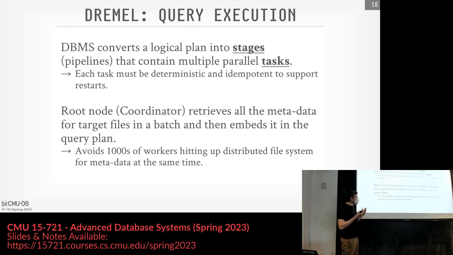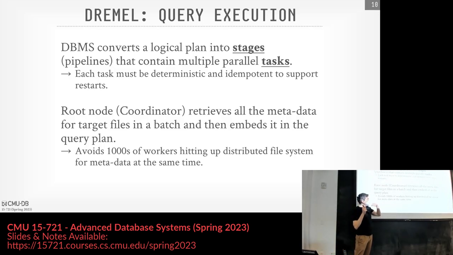So the root node in the execution plan will get designated as the coordinator, and before you start running any of the query, the coordinator is going to go and get all of the file locations for the data you want to read as one giant batch request to the file server. And the paper talks about how prior to this batch approach, all the workers at the leaves of the query plan would make individual requests, and then the file server would get overwhelmed. So you do a batch request at the beginning, get everything you need, and then store that inside the query plan. So the workers, when they start running, don't have to do any lookups. They know exactly where they need to go ahead of time.